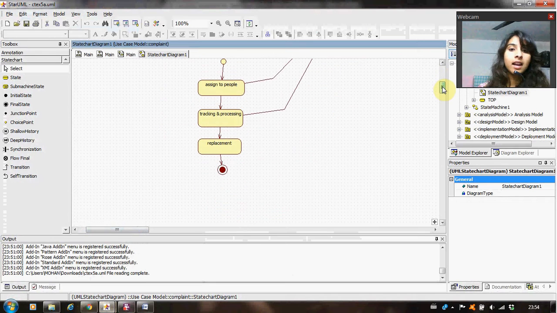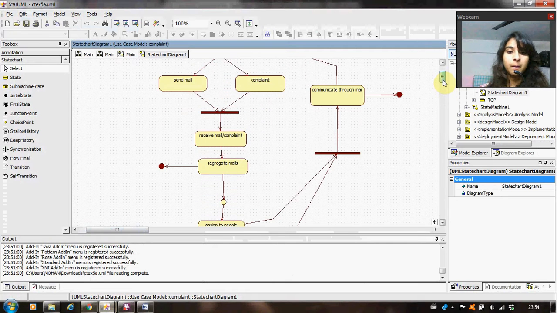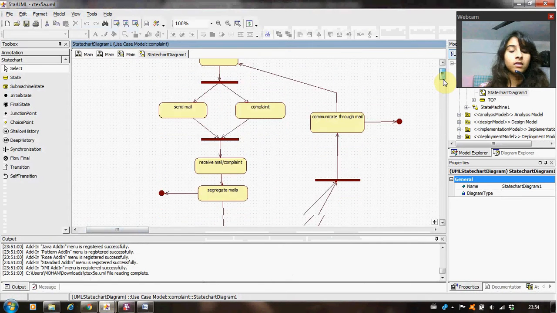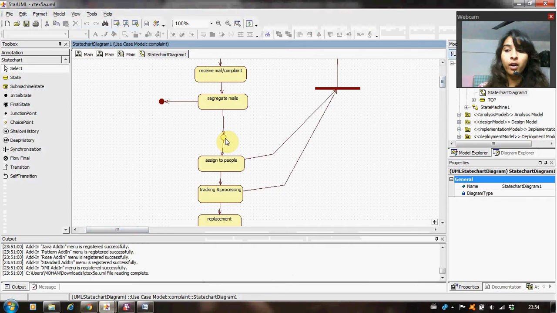And the final state is two circles. The smaller circle inside will be filled. So this is the final state, the end of the process. And this is called a choice point, where the choices are being made. In this example we'll be seeing what choices are being made here. So this plain circle is used for making choices.